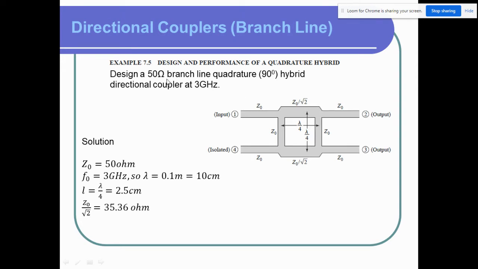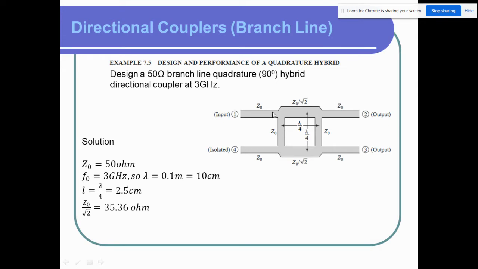Here we have a Z0 of 50 ohm and a frequency of 3 gigahertz. So the lambda is 0.1 meter, meaning 10 centimeter. Yeah, it is 10 centimeter. So the length of this one, L, is lambda by 4, which is 2.5 centimeter. If the frequency is different, then this will become different.